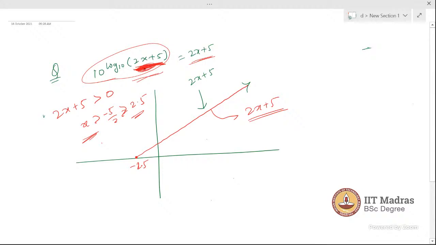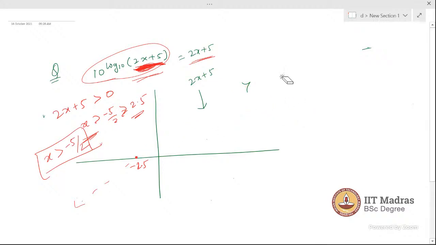But I have to make sure that this is not violating the domain condition, right? So the domain for this is going to be x greater than minus 5 by 2, right? You will get a graph like this only, but you will not have this part coming up here. Got it? Clear? Okay, so now we got to know this as well.